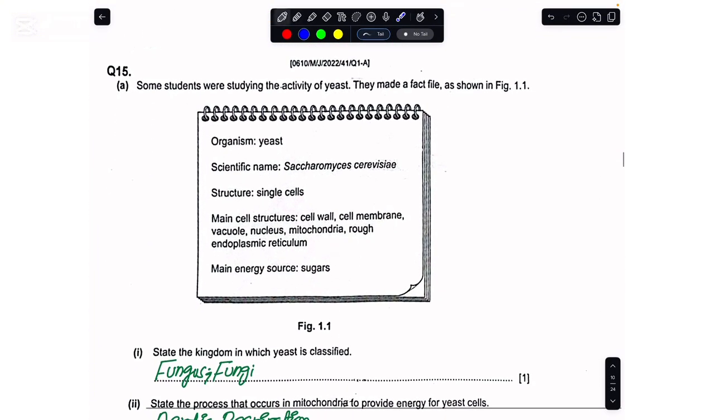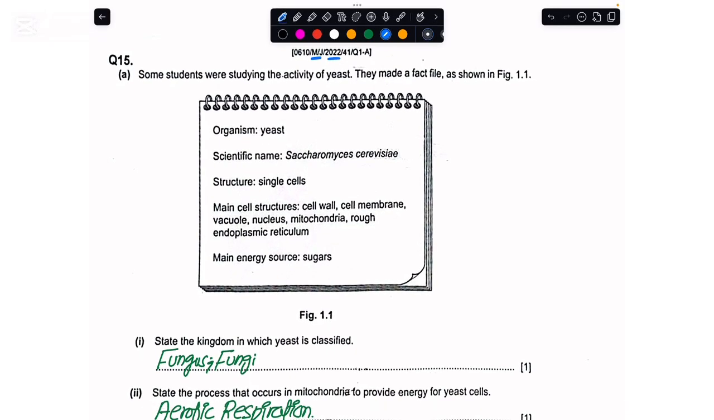Coming on toward this question from May June 2022, here they have given you the activity that was carried out by some students, who were doing some work on the yeast and have made a fact file. The organism they say is yeast, and the scientific name is Saccharomyces cerevisiae. They say this is a single-celled organism, and they have given you the main cell structures which they found within the yeast: the cell wall, the cell membrane, the vacuole, the nucleus, mitochondria, rough endoplasmic reticulum, and they say that the main energy source for this yeast was sugars.